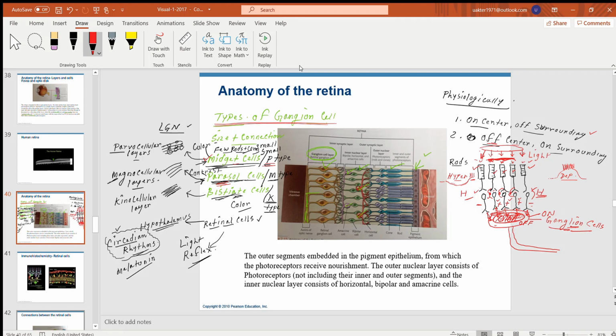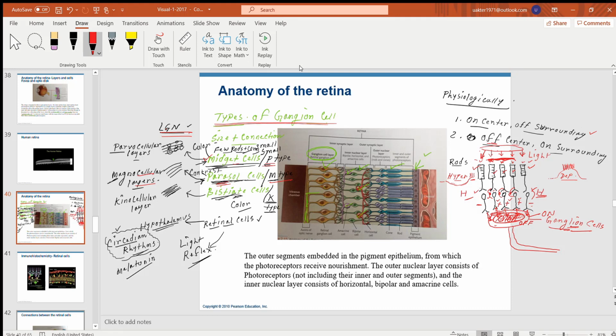And another type are parasol cells. Okay, the parasol cells are larger than midget cells. Cell bodies are larger, and also the dendritic arbors are more, and they project the signal to the magnocellular layer of the lateral geniculate nucleus. Okay, that's why they are also known as M-type cells.